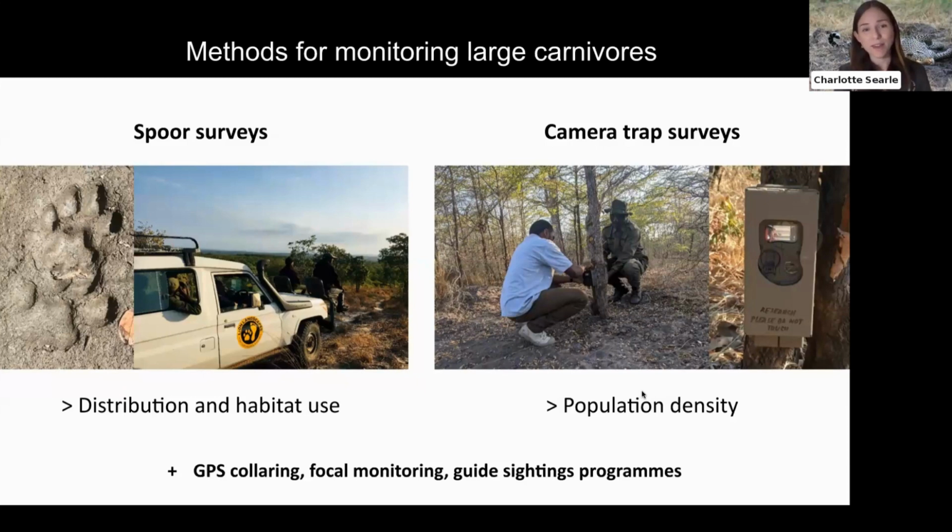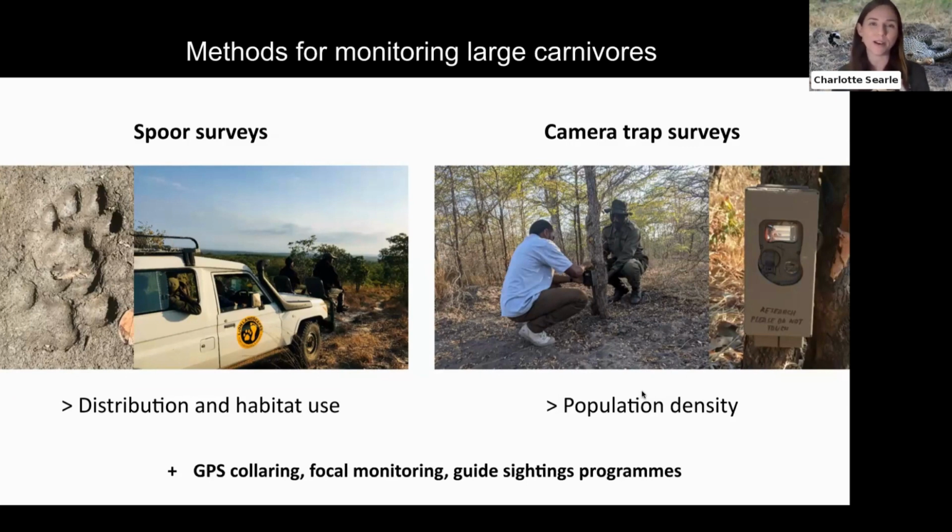We also do use other methods as well. So we complement these techniques with GPS collaring to track individual animals. This is something we have been doing with lions in Tanzania and in Kenya. But actually this year we're also going to be putting collars on wild dogs. And we also have guide sightings programs as well.